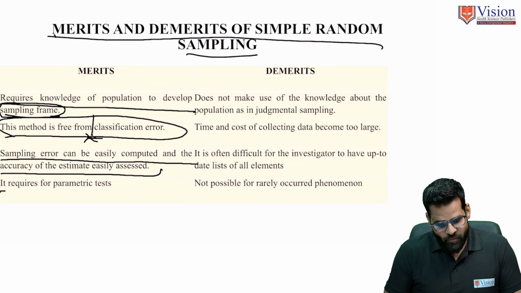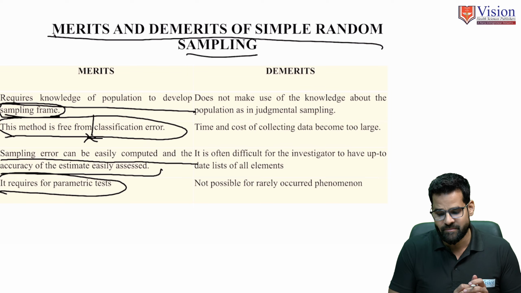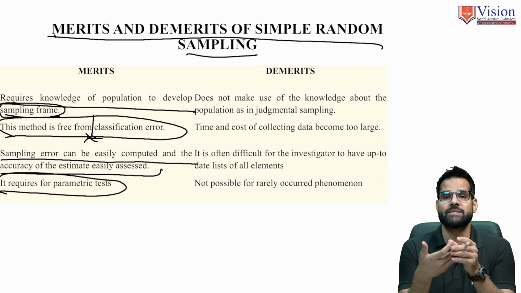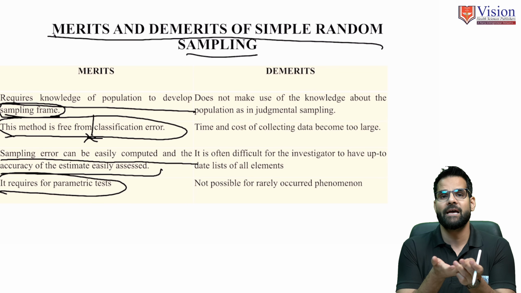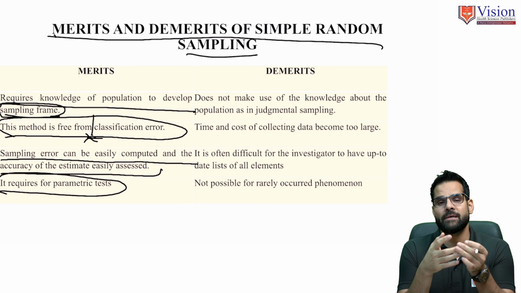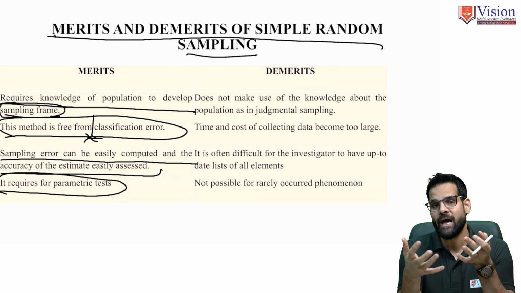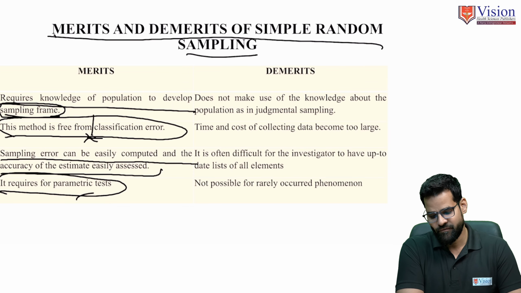Then, it is suitable for parametric tests. Yes, another important merit of simple random sampling, or all random sampling methods, is that whenever you do statistical calculations, especially parametric tests, where you want to test a hypothesis based on tests like the t-test or z-test, which assume normality of distribution, then this method is very, very effective.